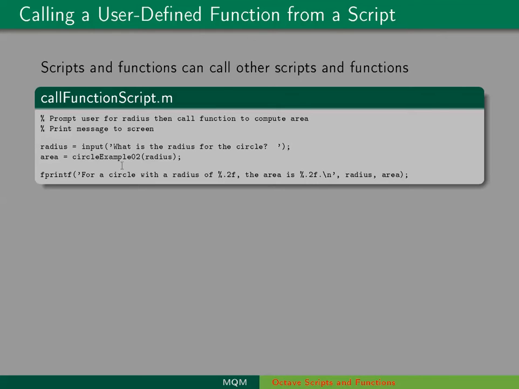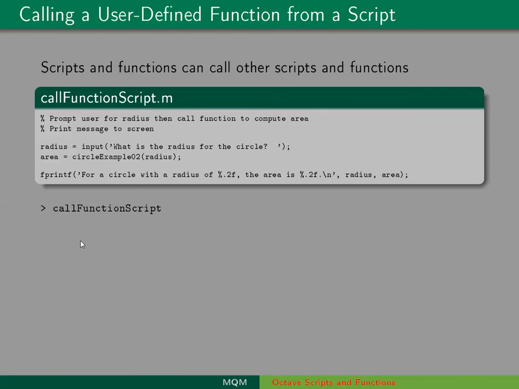Now we have a variable radius, and we will pass that as an argument to circle example 02 function. This is our user-defined function from the previous slide, and the value it returns will be assigned to the variable area. And then in this script we use the fprintf function to write out for a circle with a radius of, and then we have this placeholder, the area is in another placeholder, and a new line, and then that's the end of what we're going to write to the screen. And for each of these placeholders we need to put the variable that's to go there.